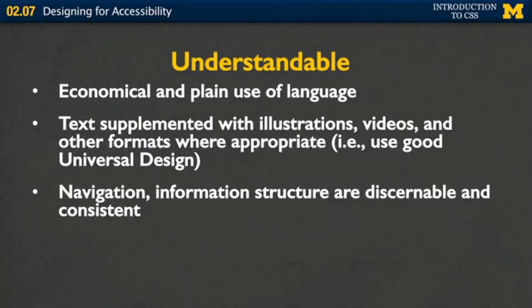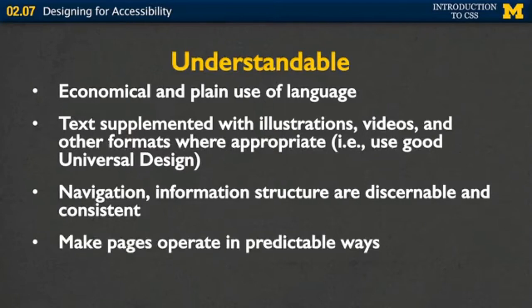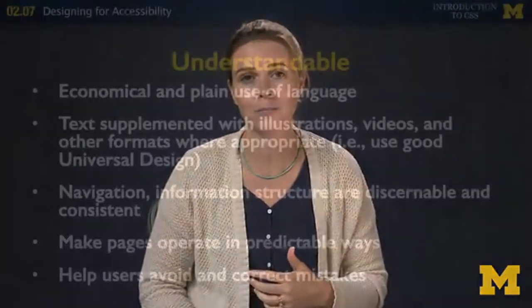Navigation, information, structure, those should be really separate and discernible from your content. Make it easy for people to get away, get back to certain pages, etc. And finally, make your pages operate in predictable ways. This can be kind of a confusing thing to just talk about, but have you ever been to a website where you just can't quite figure out how to get back to the page you were three pages ago? Make it easy for people to get back.